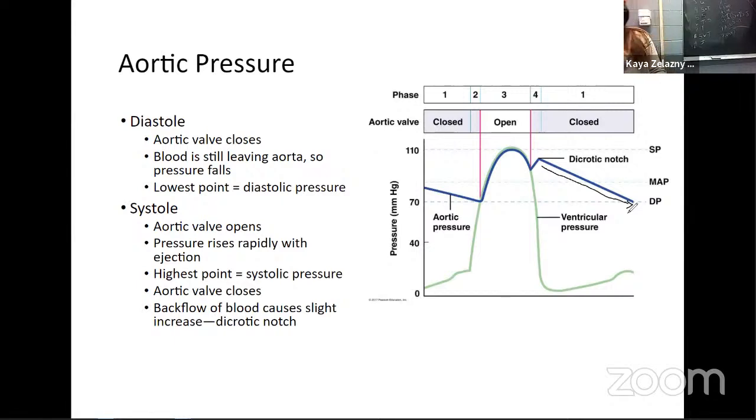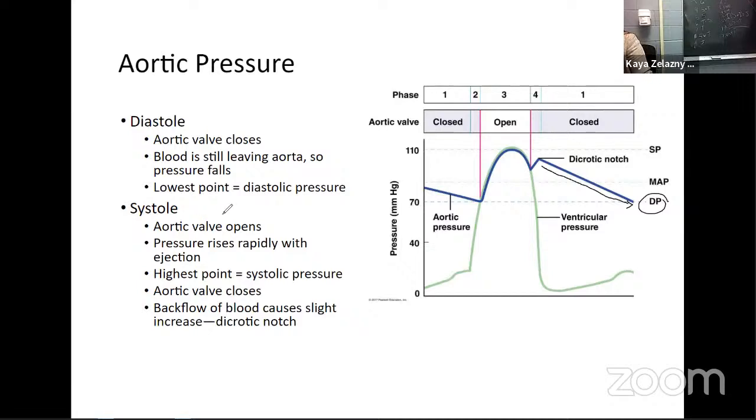This blue line is the pressure in the aorta. Okay. Now you may note that we had a little dicrotic notch at the beginning. So that is a backflow of blood slightly as the blood tries to go backwards at the end of systole. But after that, we have this blood pressure falling in diastole. Okay. This lowest point is where we would measure our diastolic pressure of the aorta. So the lowest point here, that lowest point of the blood pressure in the aorta.